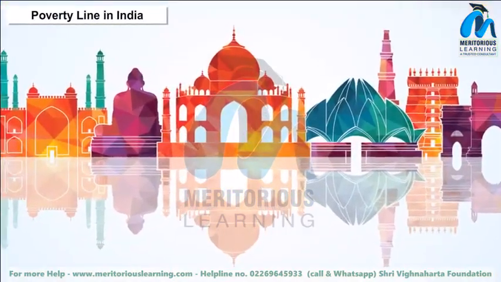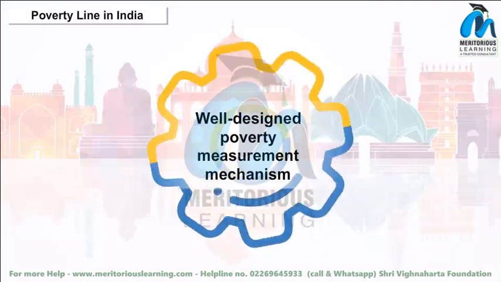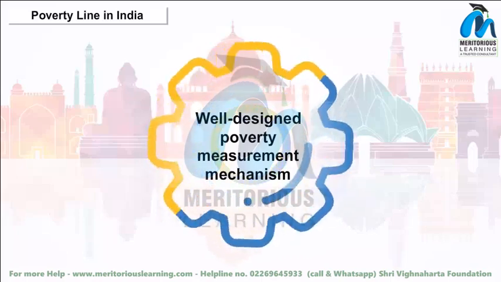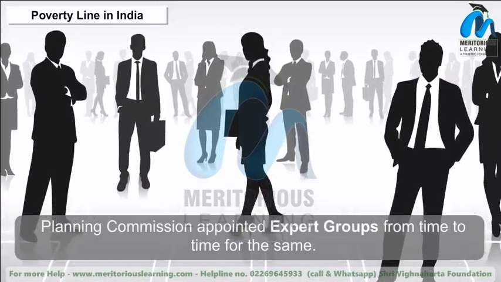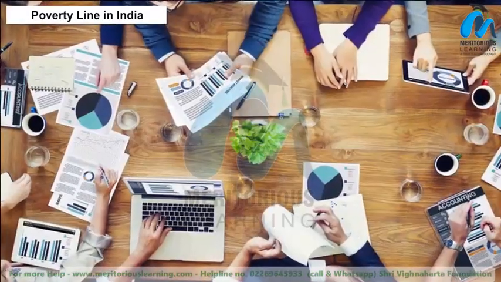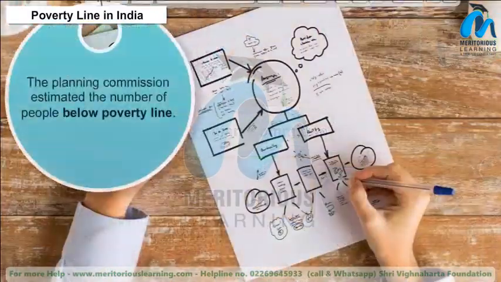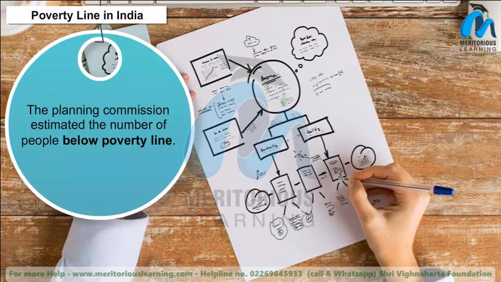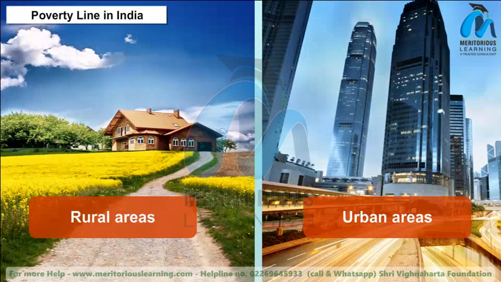Poverty line in India. India has a well-designed poverty measurement mechanism under the erstwhile Planning Commission. The Planning Commission appointed expert groups from time to time for the same. For example, the Rangarajan Committee was the latest among them. In general, the Planning Commission estimated the number of people below the poverty line in states as well as the rural and urban areas based upon the prevailing poverty estimation methodology submitted by the expert groups.